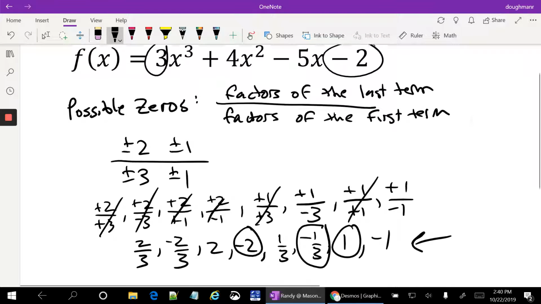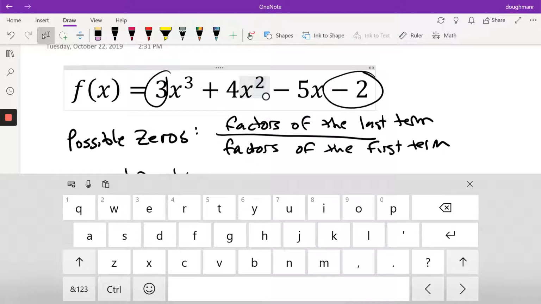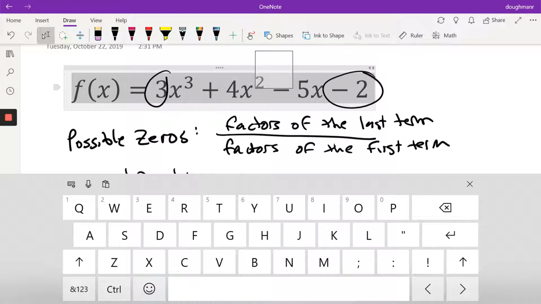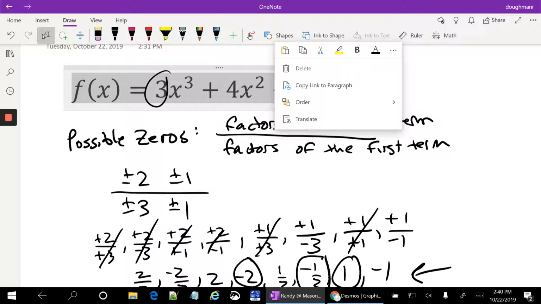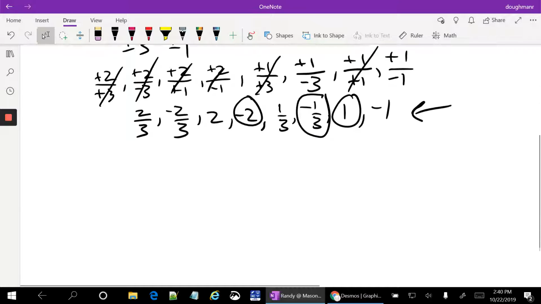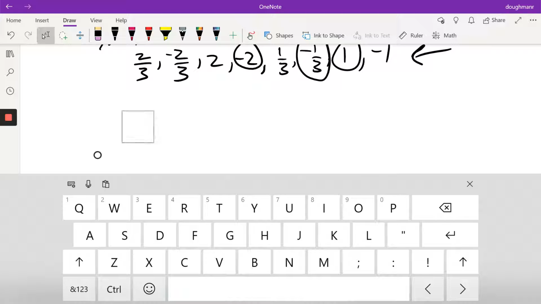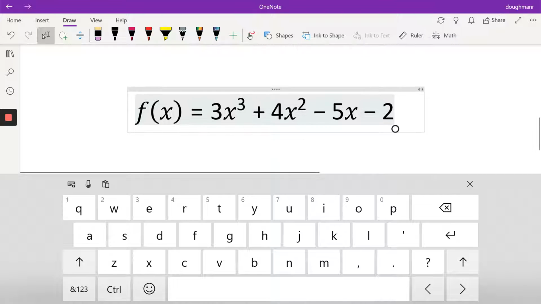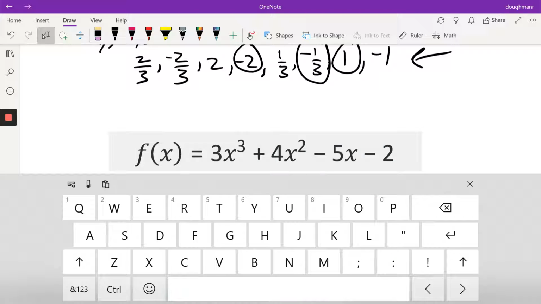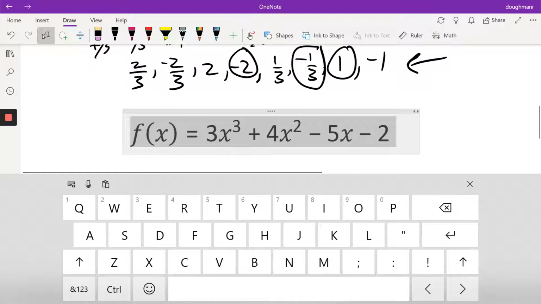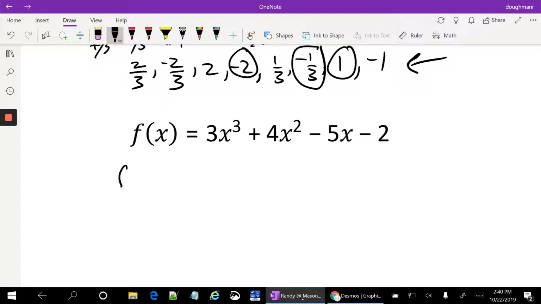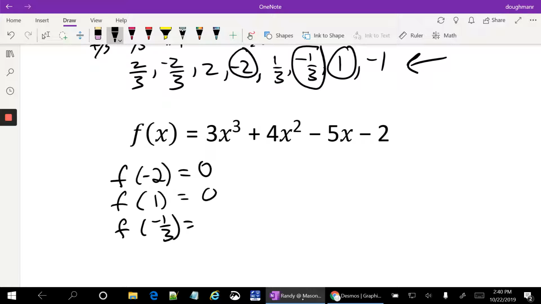Remember my function. Well, let's just copy this and paste. All right. So then my answers, I want to try it. I'm going to use the remainder or the factor theorem. And I'm going to say f of -2. I put in -2 for all of those. I'm going to do f of 1, the function with a value of 1, and f of -1/3, and I'll leave that to you guys, but they all end up being 0.